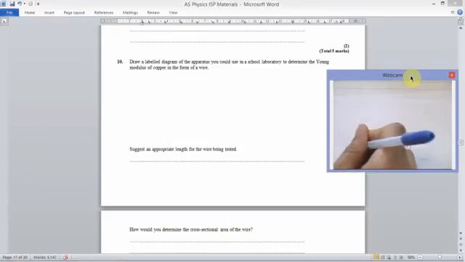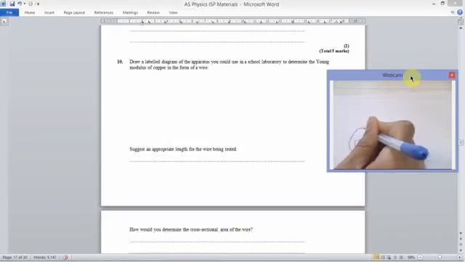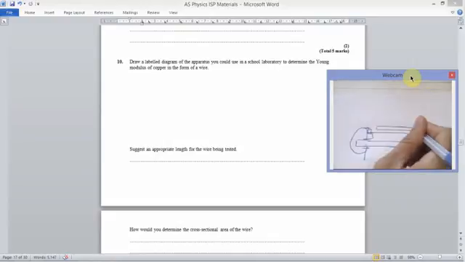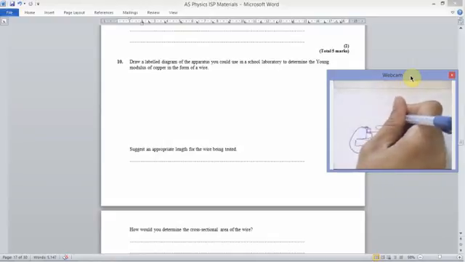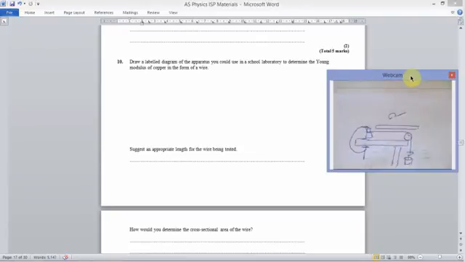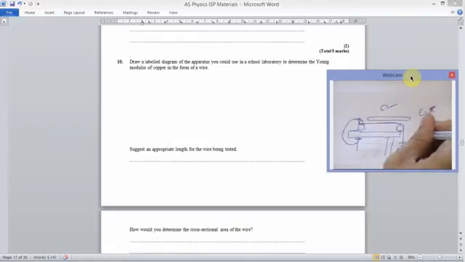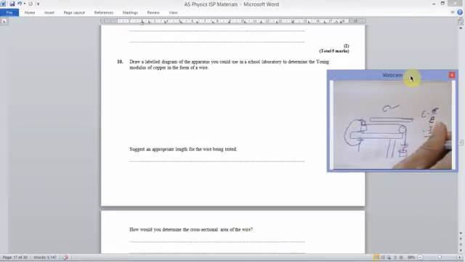You need a block of wood and a G-clamp and another block of wood on top to hold the wire in place. You need a ruler to measure extension. You need a micrometer to measure cross-sectional area. So remember, to figure out the Young's modulus, you need stress over strain. Apologies for that. Stress over strain. So this will be force over area divided by extension over original length. So you need masses to apply the force. So you times that by 9.81, essentially to figure out the value of the force.